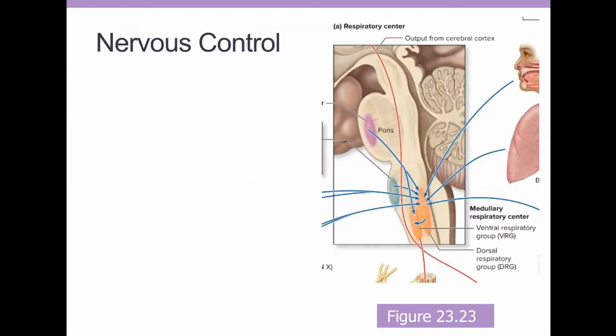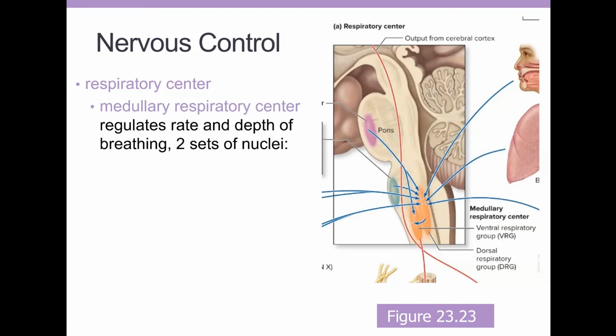All right. Nervous control. So lots of different things here with nervous control and how you can regulate and control your respiratory rate. You've got a structure called your respiratory center. You actually have two. Those are going to be centers in the brainstem. So you've got the medullary respiratory center, and that's going to be in the medulla oblongata.